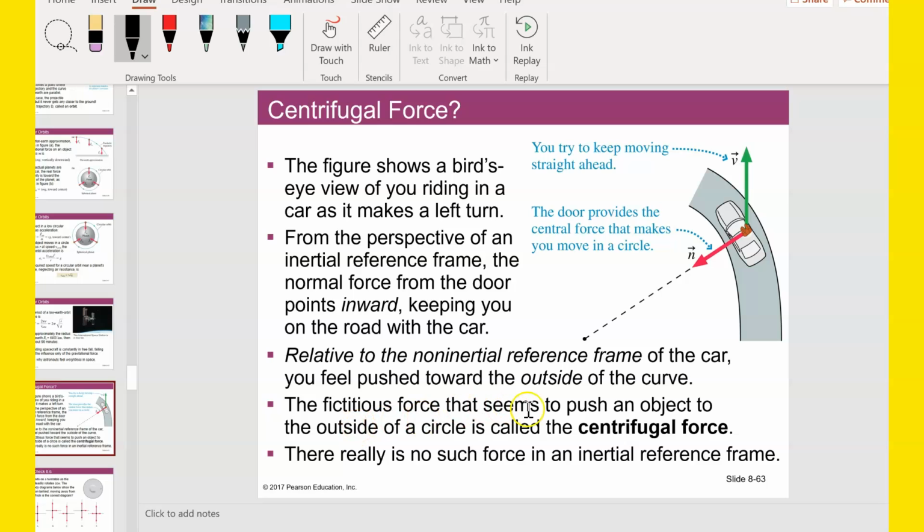The fictitious force that seems to push an object to the outside of the circle is called the centrifugal force. The inertial reference frame would be outside of that situation, outside of the car, the objective view rather than the subjective view. There really is no such force in an inertial reference frame.